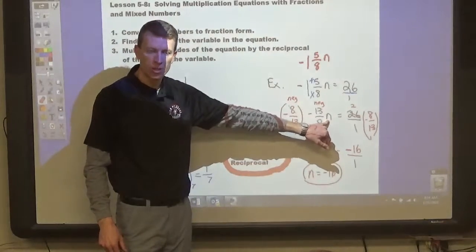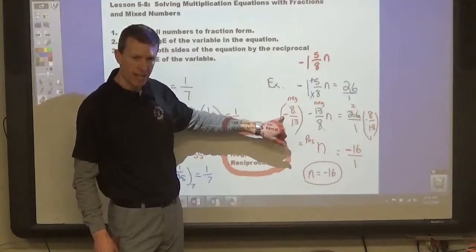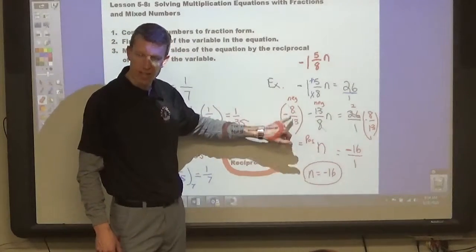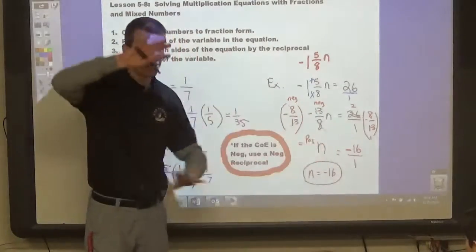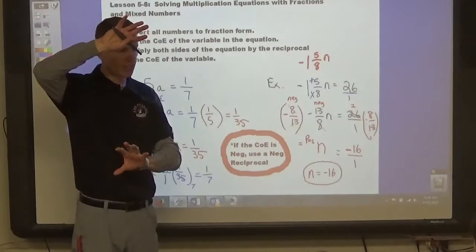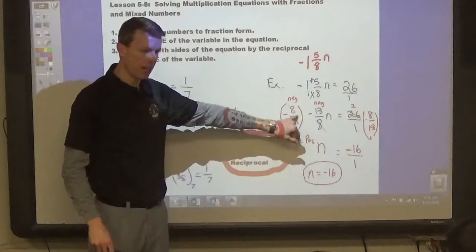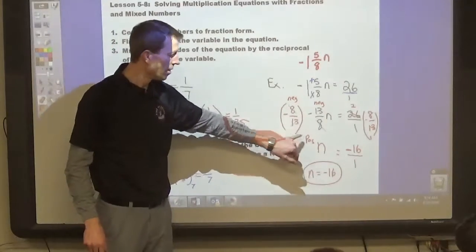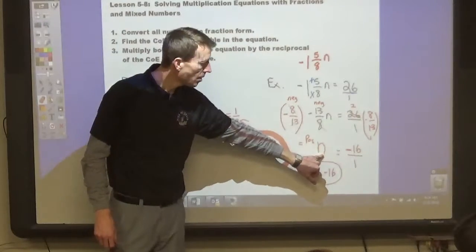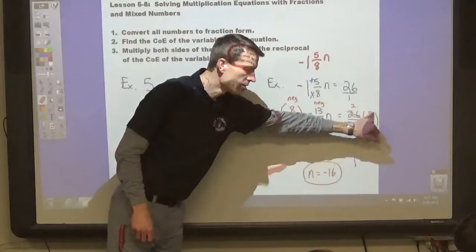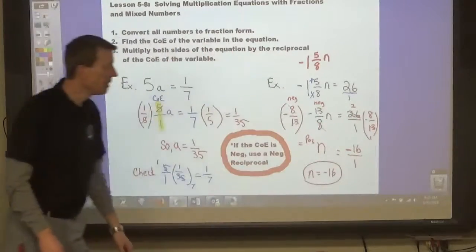What would the reciprocal of that be? Negative 8/13. Negative 8 over 13. It's this negative 13 over 8. That's the coefficient, and so you flip it over and multiply. Then we got 1n left, positive 1n. So multiply that by the other side, and you have negative 16.